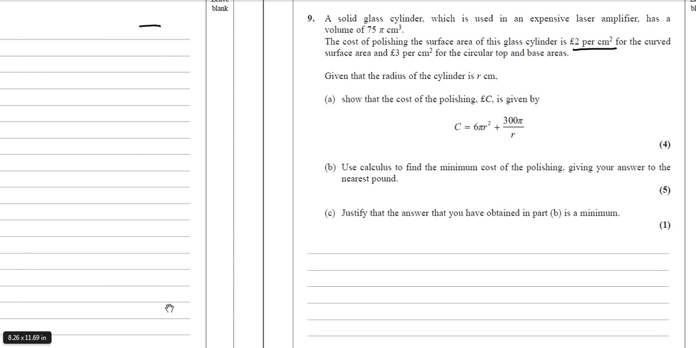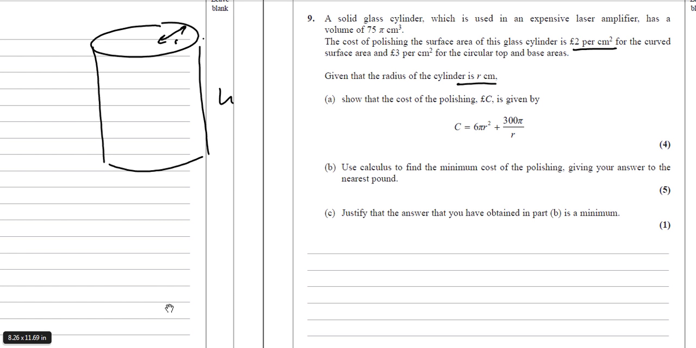Let's do a quick diagram. What we've got here, it tells us the radius is r. Then we've got the height there. And the curved surface area of polishing, which is this bit around here, is going to be £2 per centimeter squared. And on the top, it's going to be £3 per centimeter squared. And we know that the volume equals 75 pi. So show that the cost of polishing the whole thing is going to be this thing here.